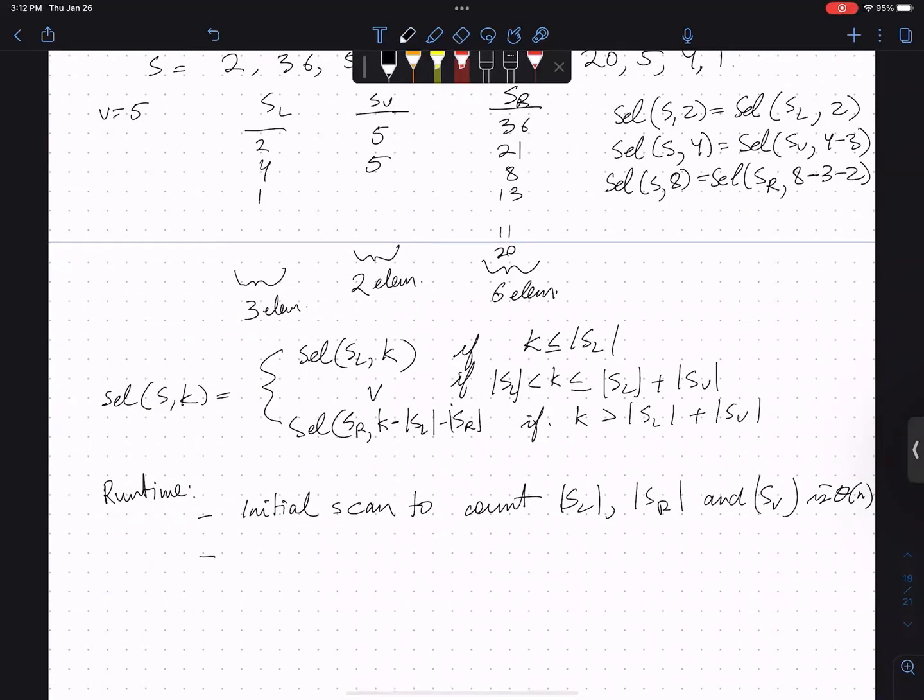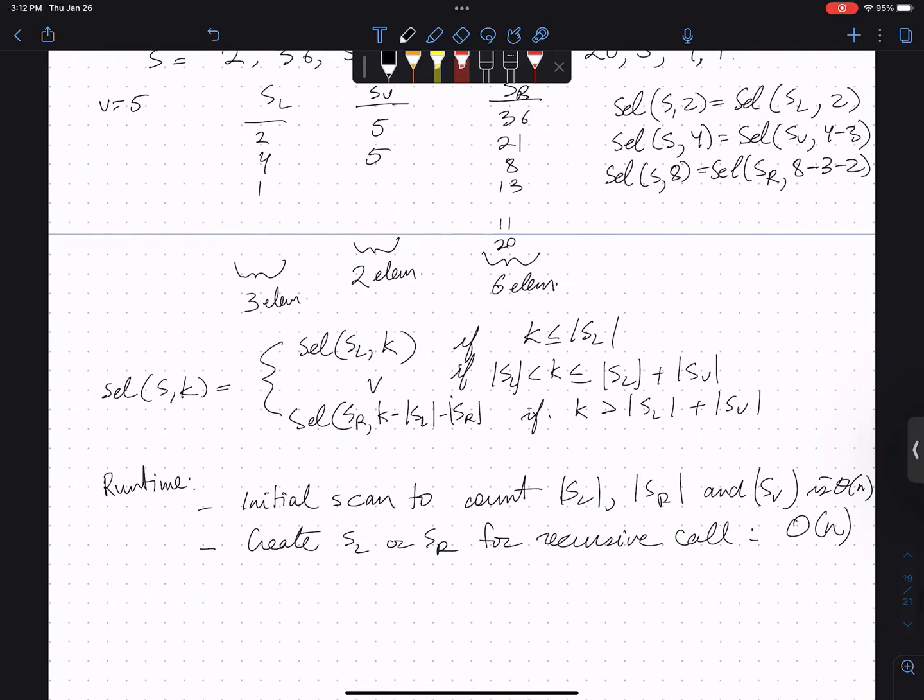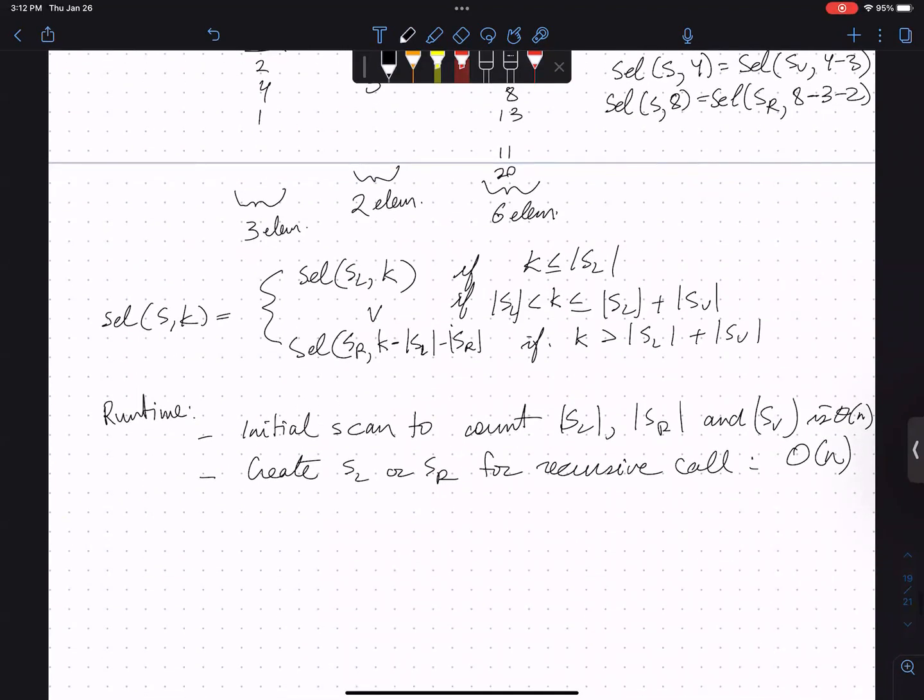And then if we do the recursive call, we also have to create SL or SR for the recursive call. That's also big O of n, because actually maybe we don't need to make a recursive call. So in that case, we don't have to do it, but worst case, it's linear time.